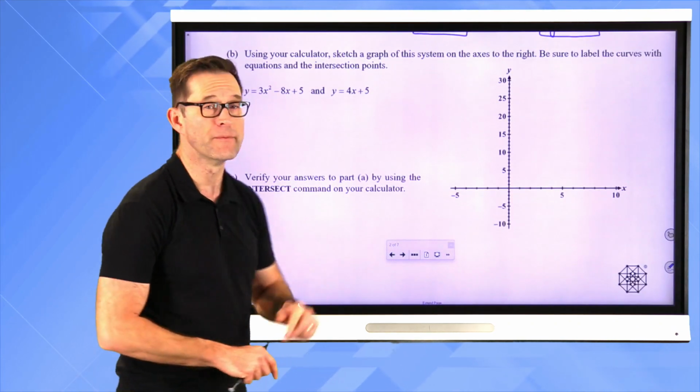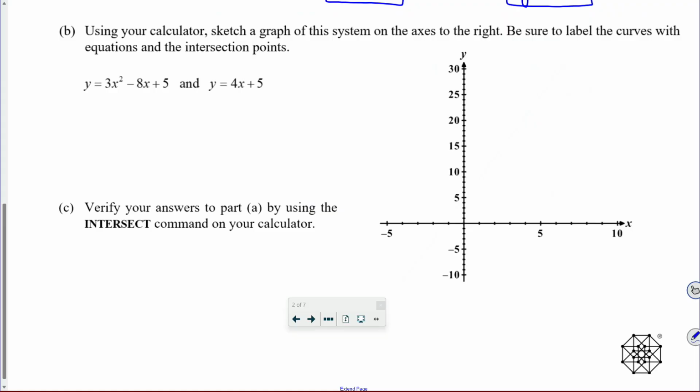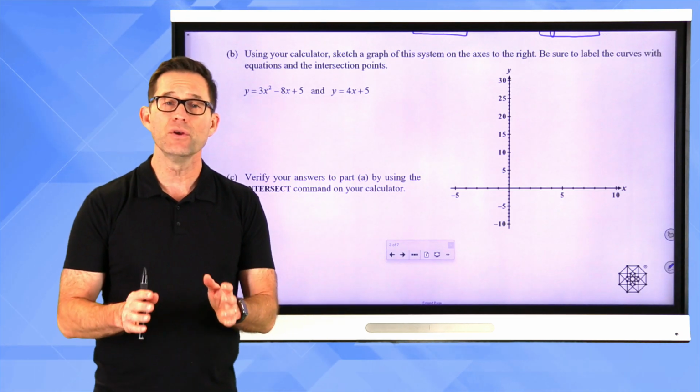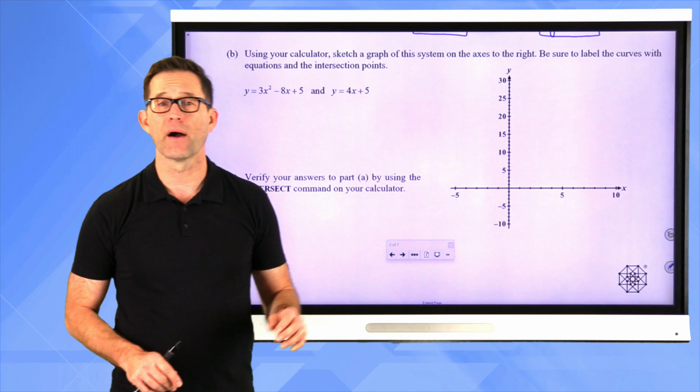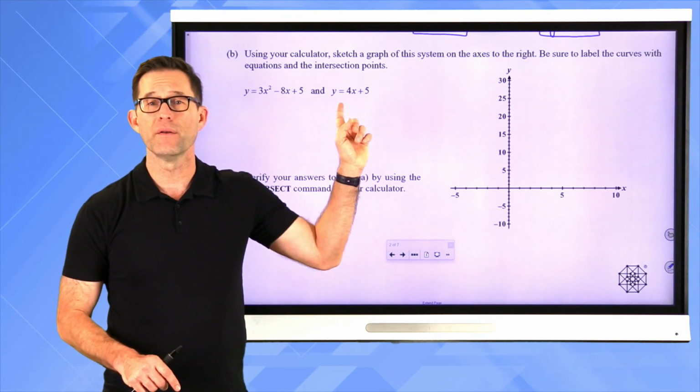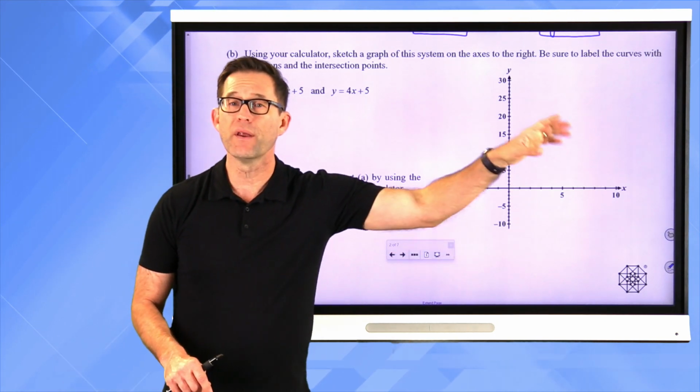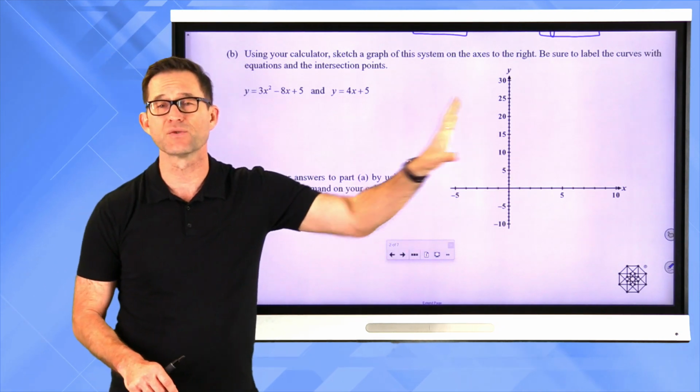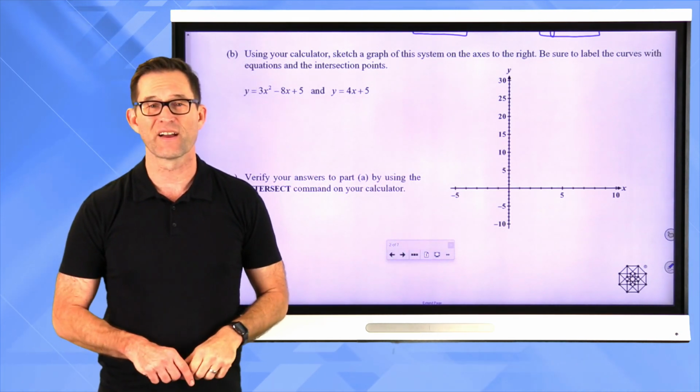Let's take a look at letter B. Using your calculator, sketch a graph of this system on the axes to the right. Be sure to label the curves with equations and intersection points. Awesome. So what I'd like you to do is break out your graphing calculator, slap this in F1, this one in F2, set your window so that it's got the same window size as what I've got here, and go ahead and sketch that graph.